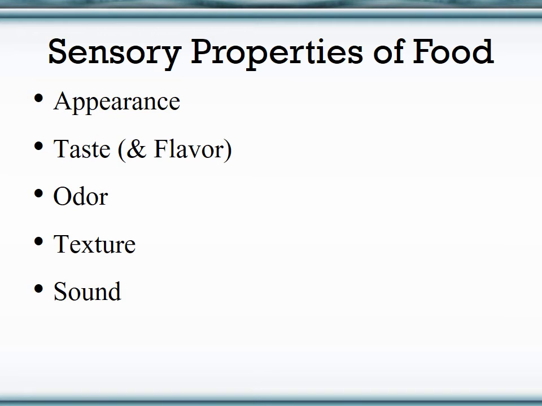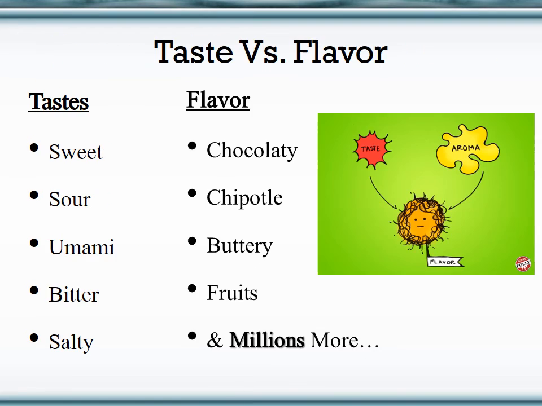Does it feel right? Does that cookie that we eat feel nice and soft, or is it very hard and tough? Is the meat tender, or is it really difficult to bite into? And then also, if we have sounds that are associated with that food, that's also related to the food sensory properties.